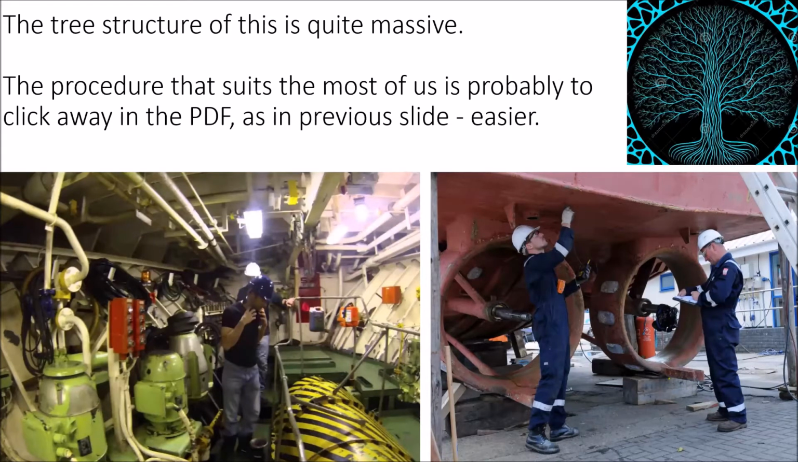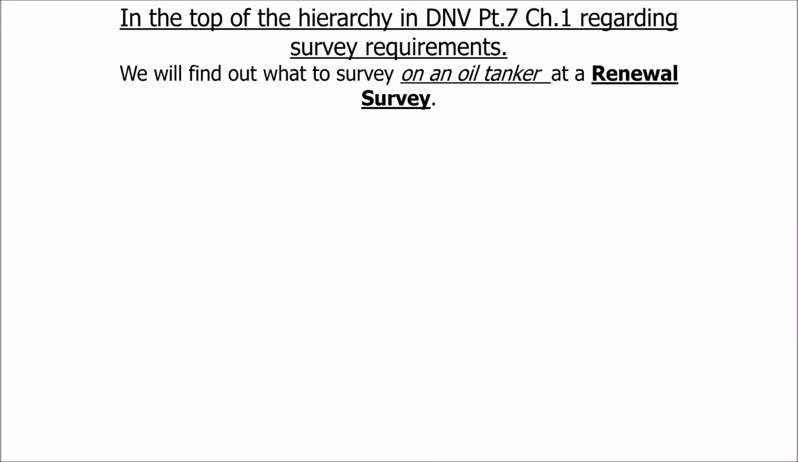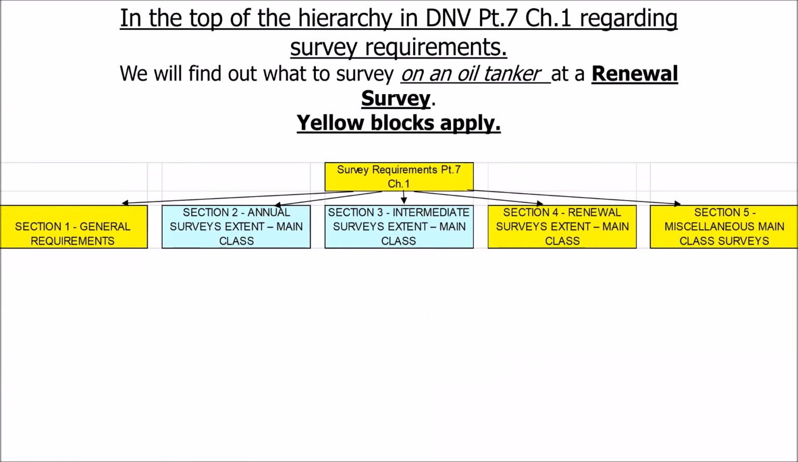So if you look for something, how should I prepare? Then you will recognize it and say, I will look in this place here. So we go for general requirements. We go for the oil tanker and renewal survey, like I said. In this view, I have the yellow block first, and the survey requirements, part 7, chapter 1. What is relevant to us right now is not the annual and intermediate surveys, it's the general requirements, mostly in section 4. When we start with this general requirement, it's about access and such, like I said.